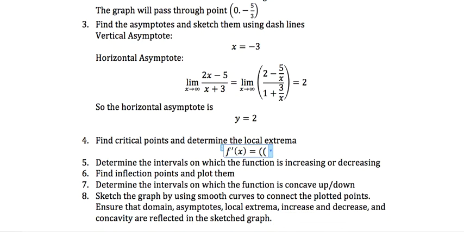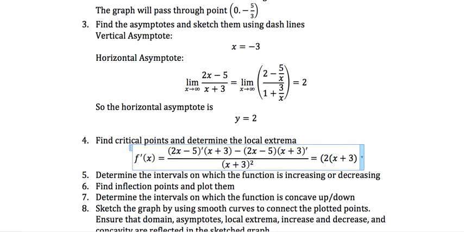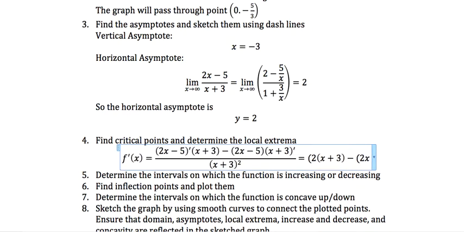So the first derivative of f(x), you have to use the quotient rule. The quotient rule is: first take the derivative of the numerator, then multiply by the denominator, minus the numerator multiplied by the derivative of the denominator. This is the numerator, divided by the square of the denominator. That's the quotient rule. Then it's easy for us to figure out: the derivative of 2x minus 5 is just 2. So you have 2 multiplied by x plus 3, and the derivative of x plus 3 is just 1.